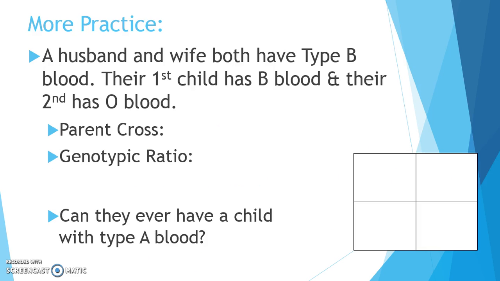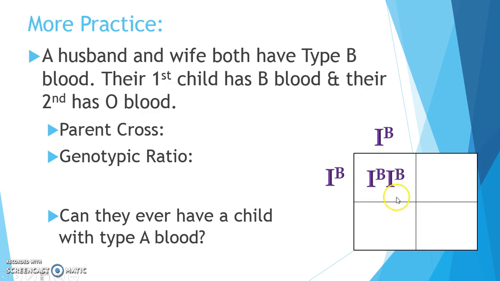Second problem. A husband and a wife both have type B blood. Their first child has type B and their second has type O. You need to figure out the parent cross, genotypic ratio, and if they can have a child with type A blood. So here's how I solve this problem. I know that both parents have type B blood. So I'm going to put that allele on the first box on each the top and the side for the Punnett square, because I know that fact. And I can cross that box, right?